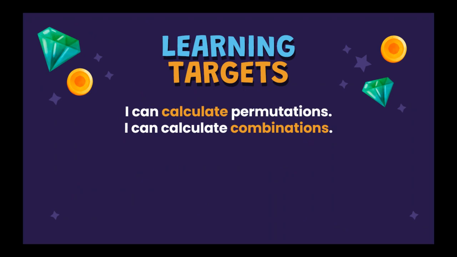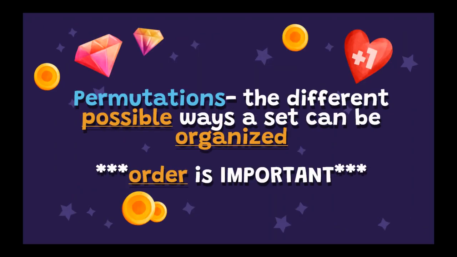We're going to talk about how to access the permutations and combinations on your graphing calculator so that you can perform these pretty easily. Okay? First up, a permutation is all of the different possible ways a set can be organized when order matters. So the order of how they are organized is important.